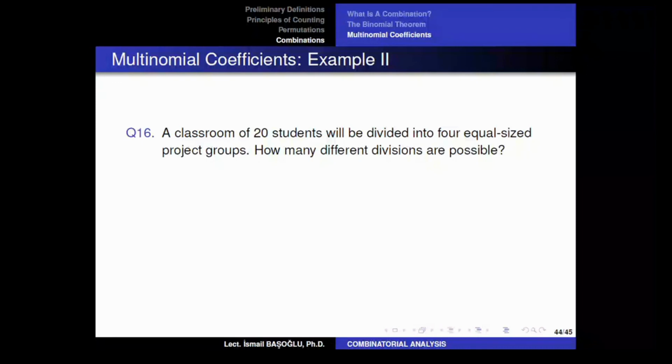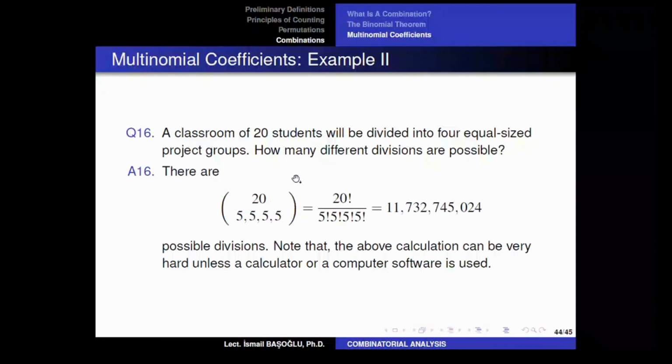So again, we are going to answer this question with a multinomial coefficient, just like in the police officer's case. We have 20 members. The first group has 5 members. The second group is going to have 5 members, so on and so forth. 20 factorial is going to be divided by 4 different 5 factorials, or in other words, 5 factorial to the power 4. And the result is going to be a very, very huge number. It is approximately equal to 12 billion.